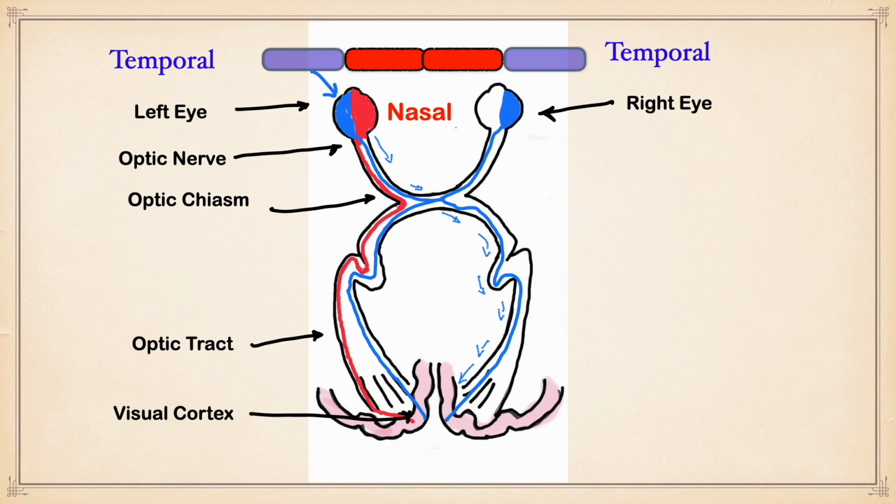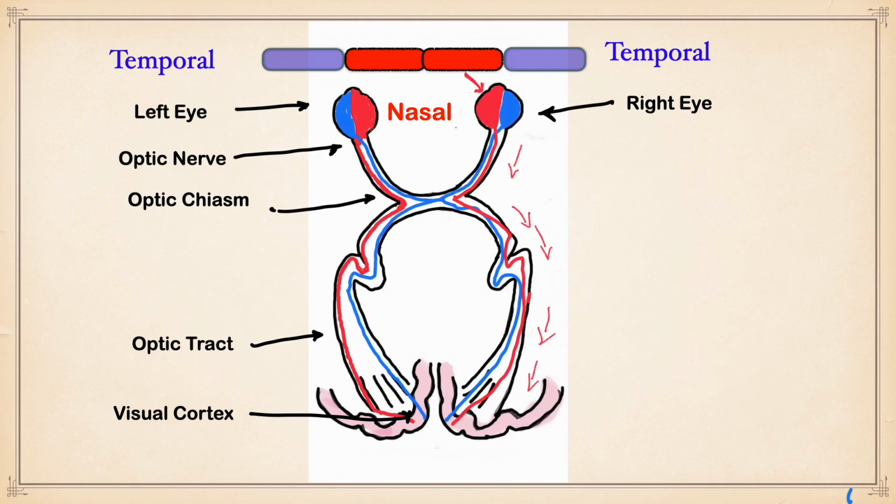Light from the temporal side of the visual field enters the left eye through the temporal side, crosses and hits the nasal side retina, which converts the light rays into electrical signals, which then proceed down the optic nerve, crosses the optic chiasm, continuing down the optic tract from the opposite side, ending in the visual cortex.